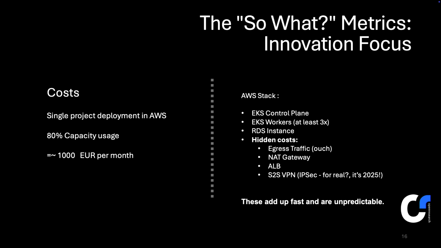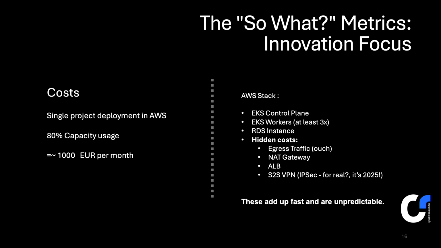We had a single project deployment in AWS where we had an EKS control plane, a bunch of workers, an RDS instance, then some hidden costs that can be very huge, like egress traffic once killed us with costs, because you don't know what the customer is going to do. The NAT gateways, the application load balancers, and you want to connect to this through VPN, so configure IPsec. I'm like, okay, but it's 2025. Let's not use IPsec.